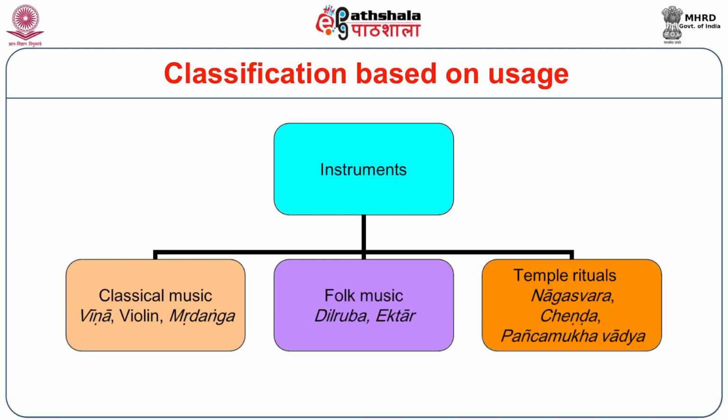And some of the music instruments, if you see, they are used profusely in folk music. Folk music is the music of the common man, where you don't have very strict kind of scientific and systematic tuning and other things. They are used as such, like the dilruba, ektar and other things. And there are specific instruments which are used at different times of rituals in the temples of India. For example, you have Nagaswara, the Panchamukha Vadya, Chenda. These are all some of the instruments which are mainly used during the temple rituals.